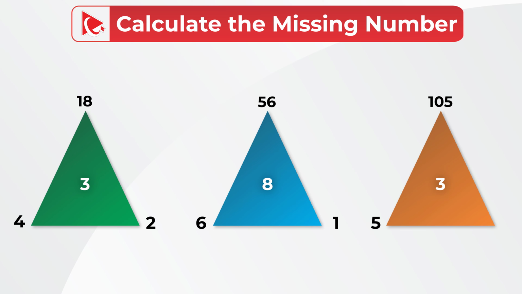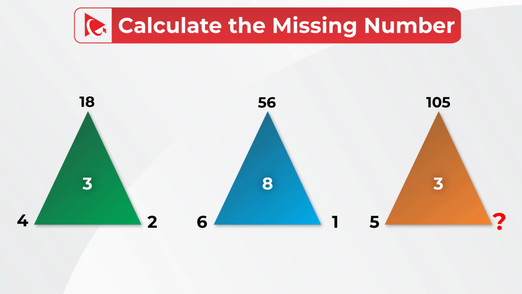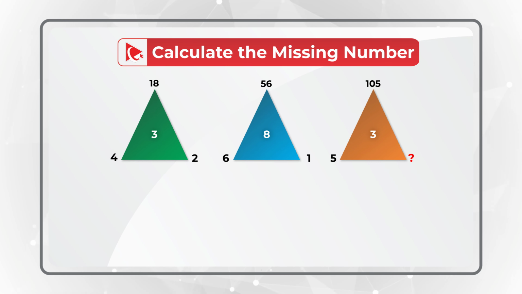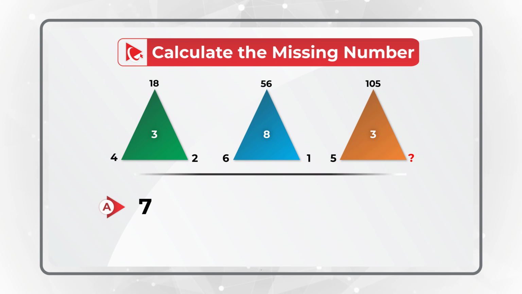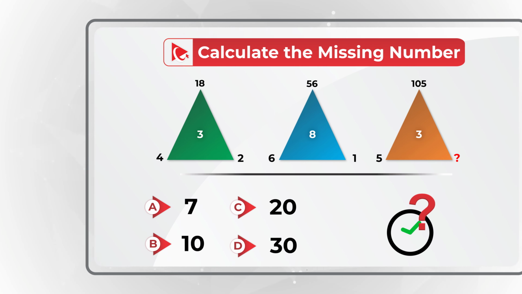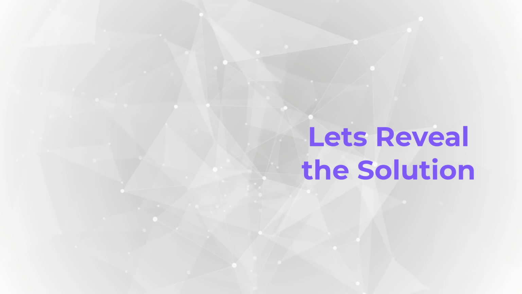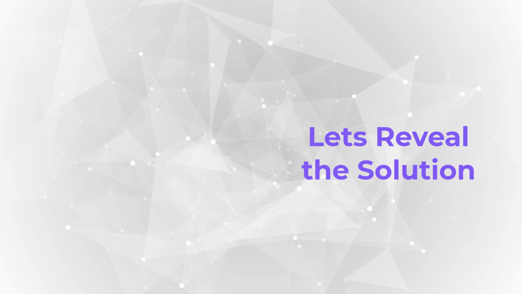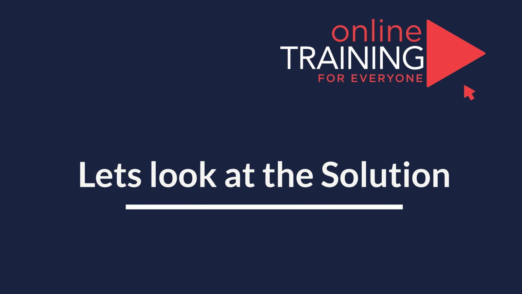In the upper right corner of the third triangle, you have a missing number, which you need to calculate out of 4 different choices. Choices A, 7, choice B, 10, choice C, 20, and choice D, 30. Do you see the answer? The solution is very obvious, but I would like you to try to get to it on your own. Ready or not, I'm moving forward to reveal the solution.